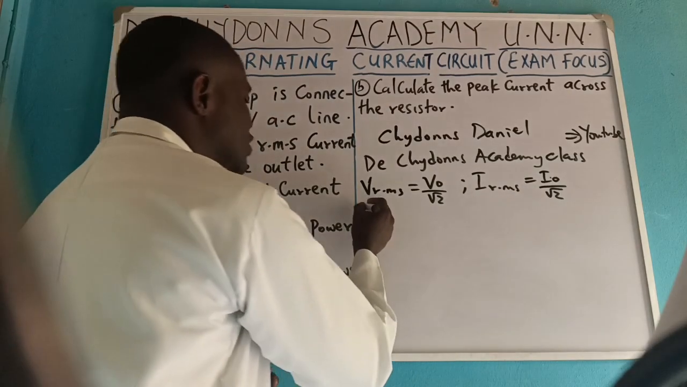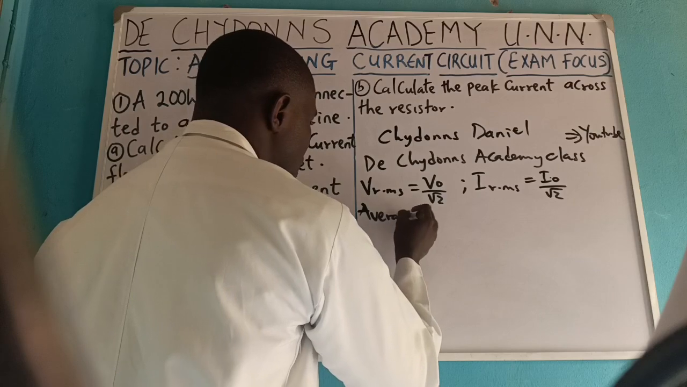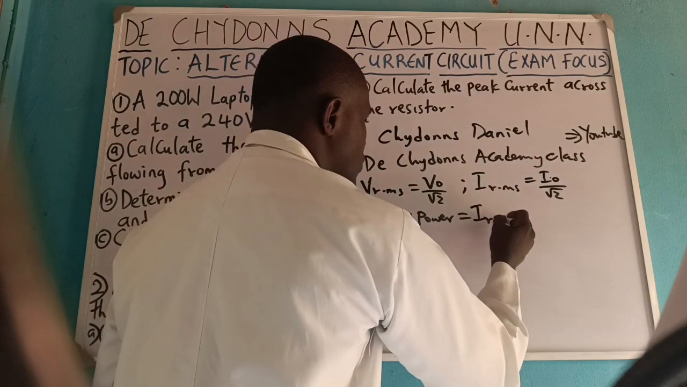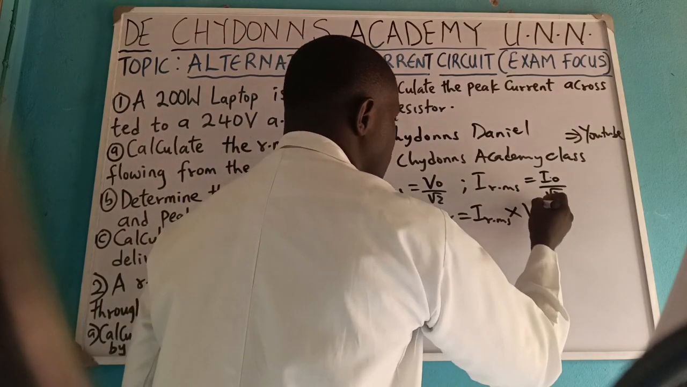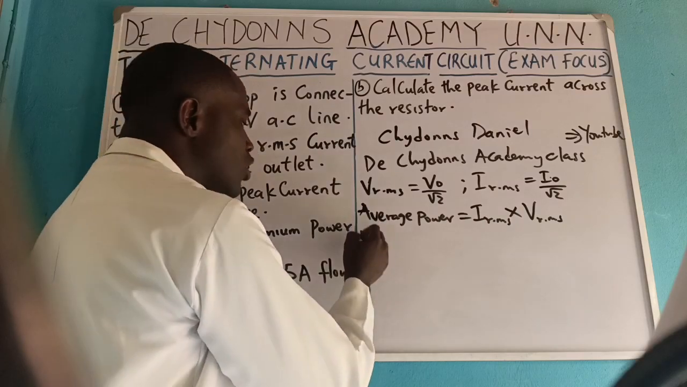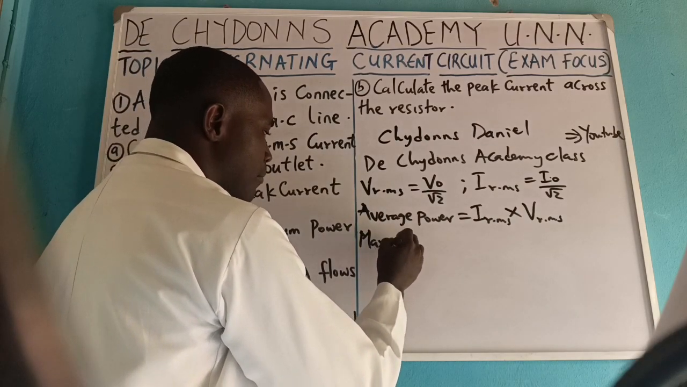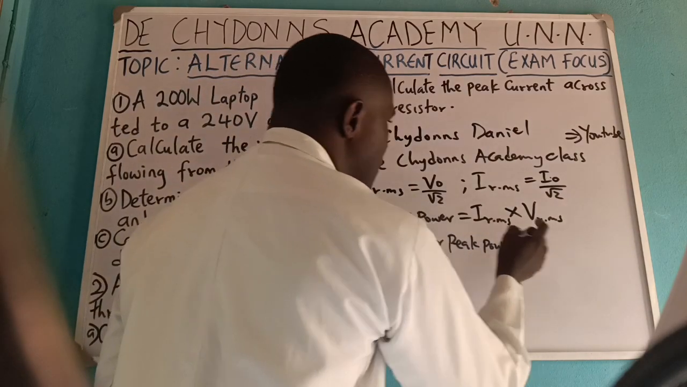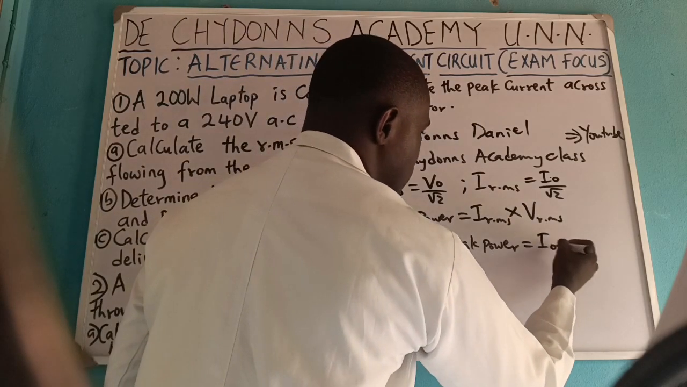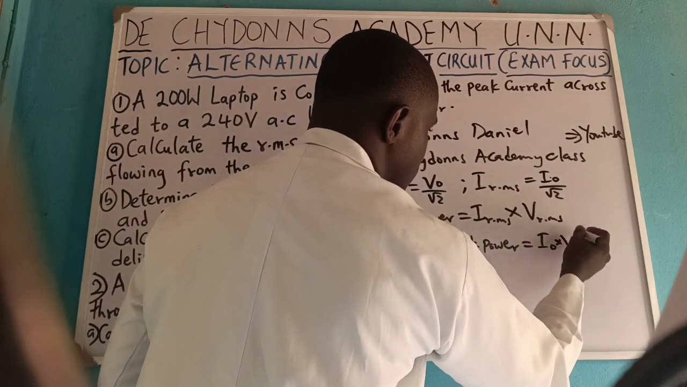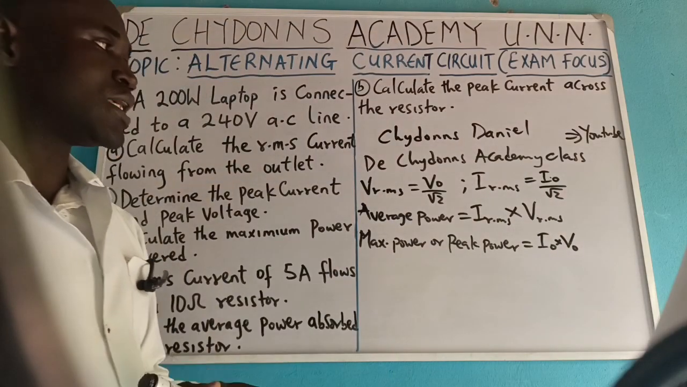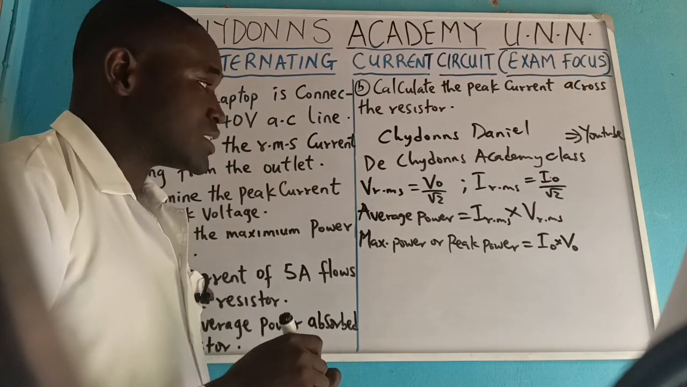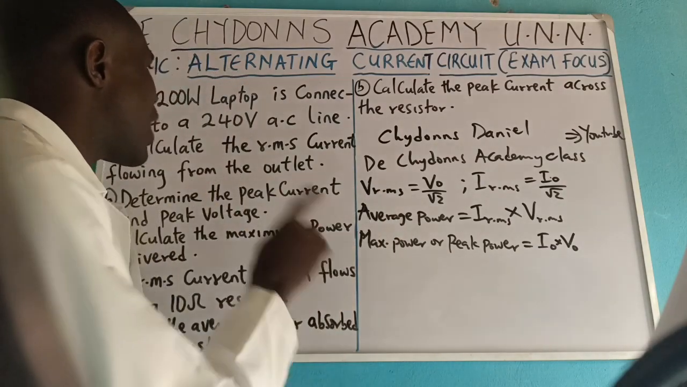We also said that there is what we call average power. The average power is equal to root mean square current times root mean square voltage. Then there is also what we call maximum power, or peak power. That one will be going with peak current times peak voltage. Can you see now? This average power and maximum power are not the same. It is important to have this in our mind as we go about solving this.